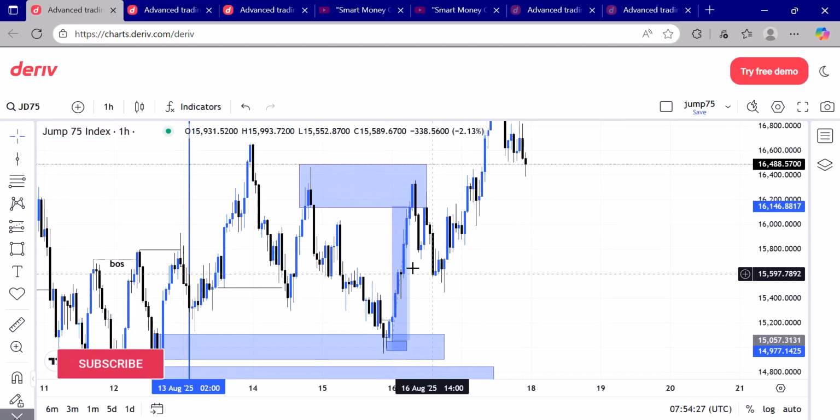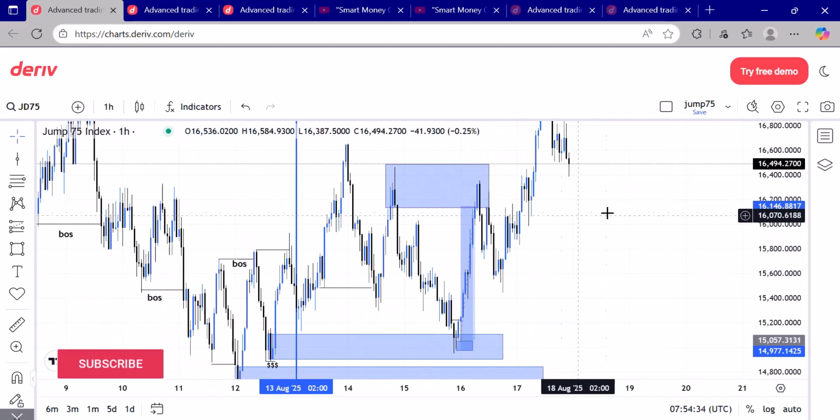So we wouldn't have allowed this to happen. We would have gotten out of the trade at this point. Okay, so this is how we took this trade in Jump 75 indices.